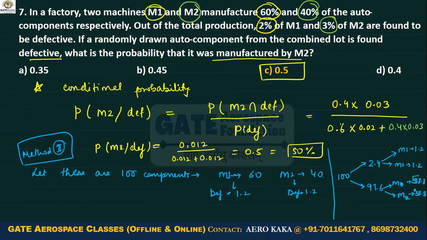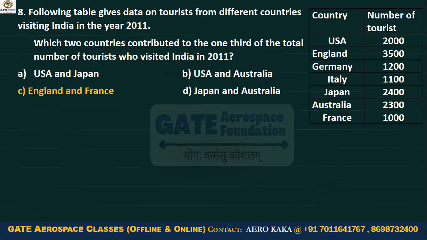Right. So this way, we can now calculate it, if it is defective. There are going to be a total of 2.4 defective pieces out of 100, and the number manufactured by machine 2 is 1.2. So 1.2 by 2.4 again will become 0.5. So this is a tree method which can be used. This also makes your calculations a bit easier. Okay, let's see the next question.